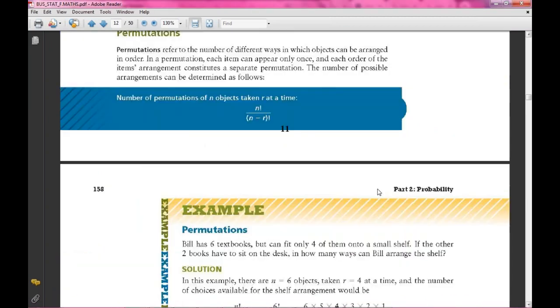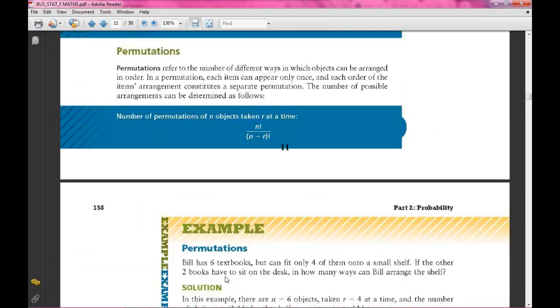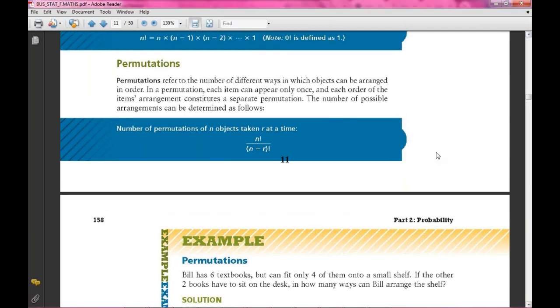So this is an example here. Bill has 6 textbooks, but can fit only 4 of them onto a small shelf. If the other 2 textbooks have to sit on the desk, in how many ways can Bill arrange the shelf?